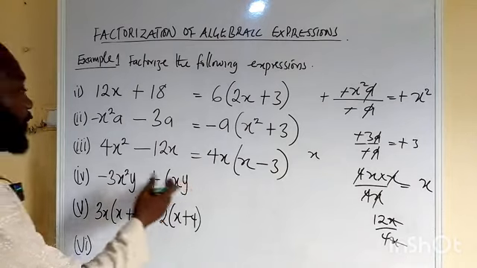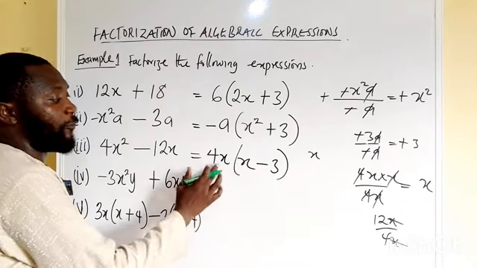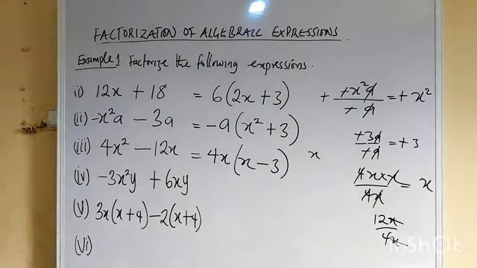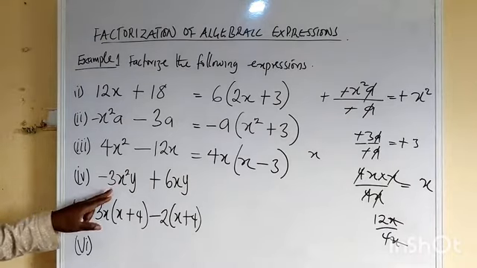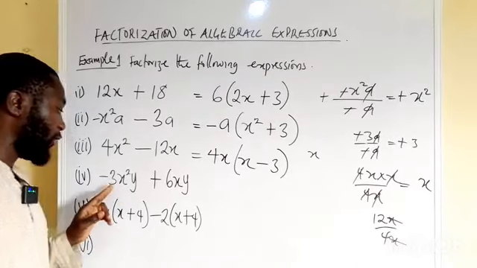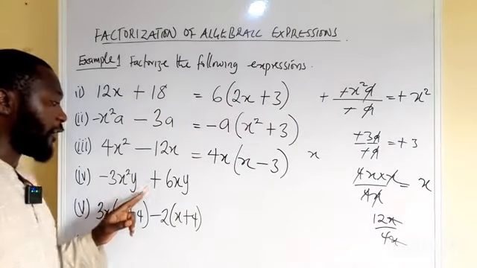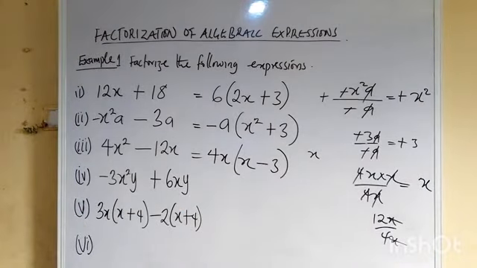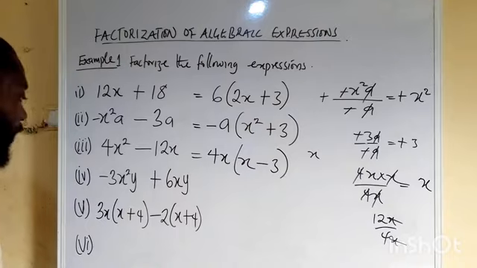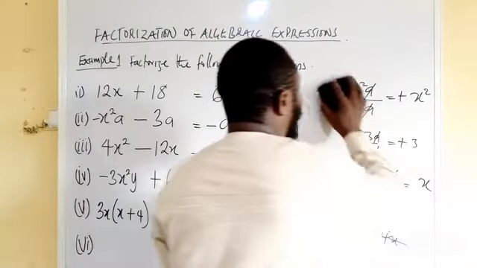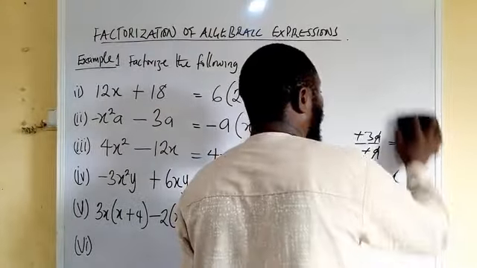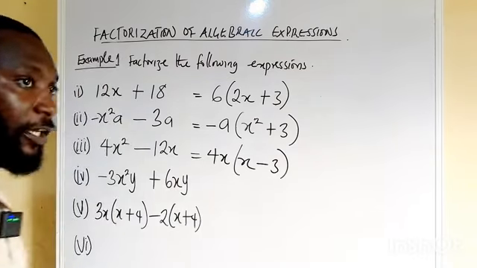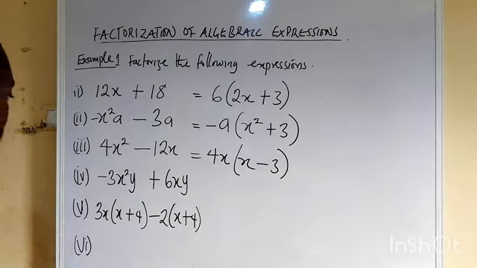So it means the factors are 4x and (x - 2) for this. Let's move to the next one. We have -3x²y + 6xy. Now here also we have to look for the common factor, the highest common factor. You take out the highest common factor, then whatever is left will be in the bracket.